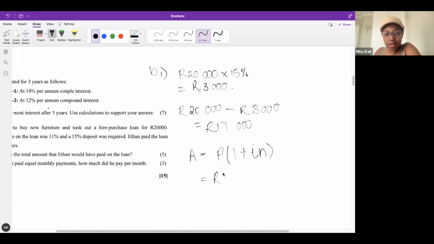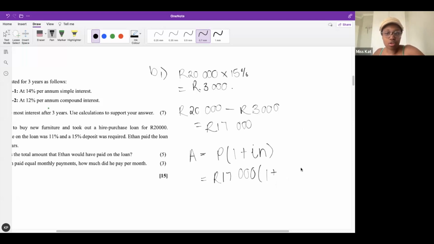Why is it not 20,000 Rand? I know someone might be confused. Tell us, guys, why is it not 20,000 Rand? Thank you. He already paid the 3,000, so you can't charge him interest on money that he already paid, right? That's not allowed.